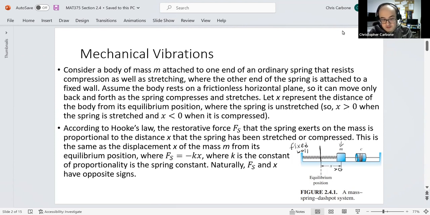According to Hooke's law, the restorative force F sub S that the spring exerts on the mass is proportional to the distance x that the spring has stretched or compressed. So this is the same as the displacement x of the mass M from its equilibrium position, where F sub S is equal to negative k times x, where k is the constant of proportionality for that, which is in this case our spring constant, and F sub S and x would then have opposite signs.